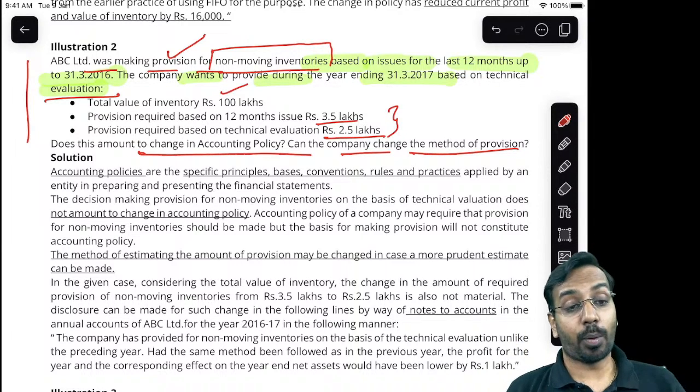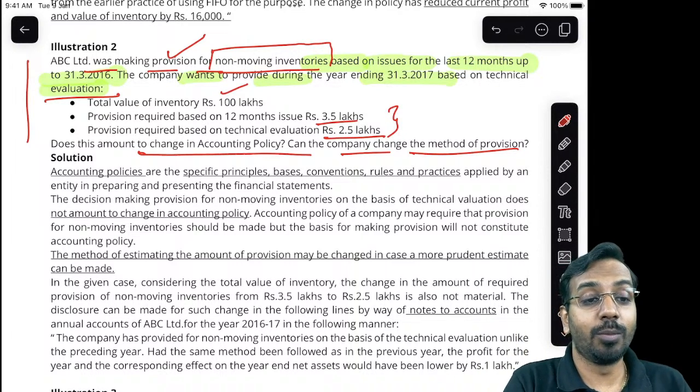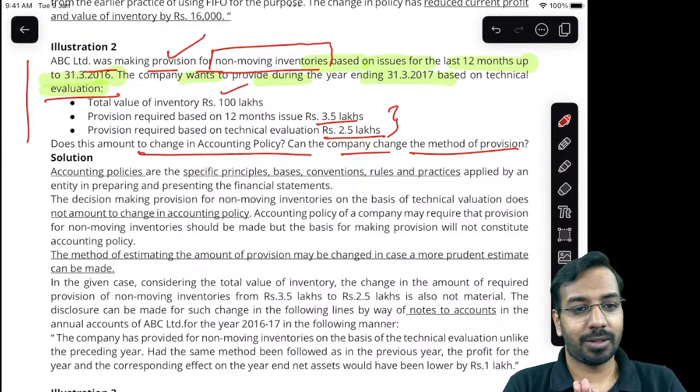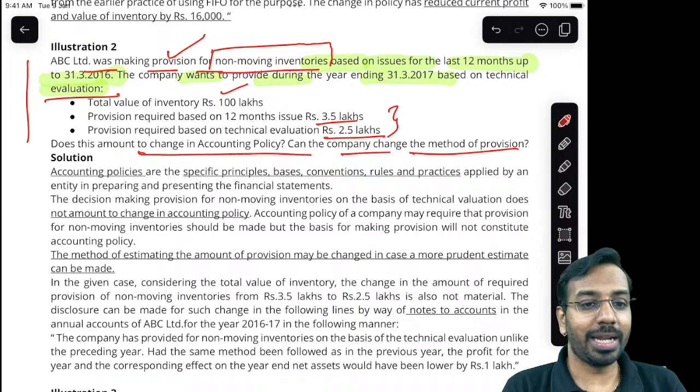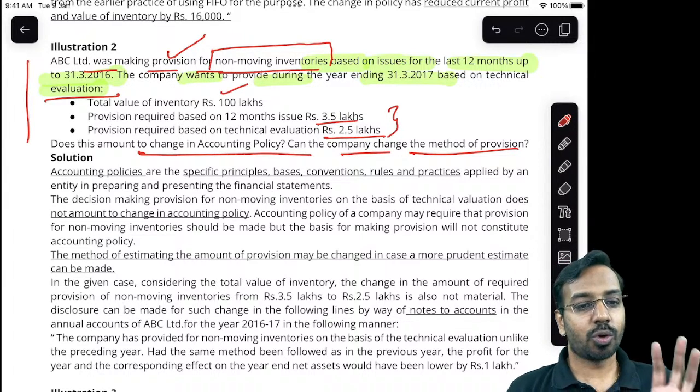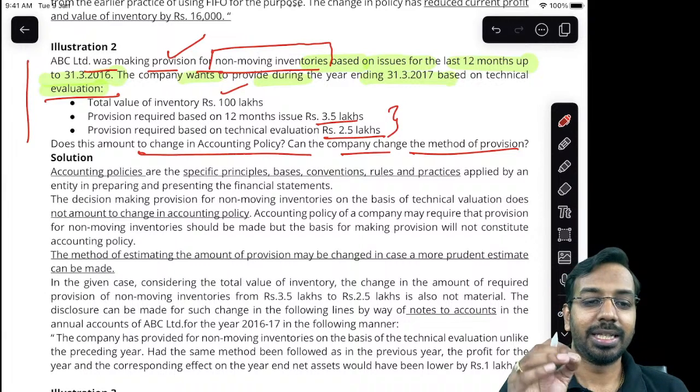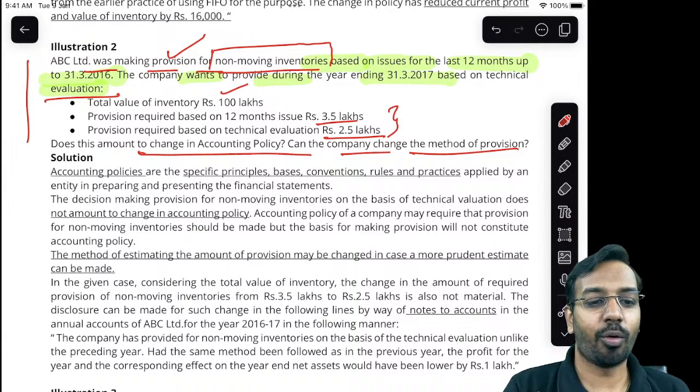policy. See, our policy was what? To provide for non-moving inventories. Earlier we used to provide based on 12 months issue. Now we are providing based on technical evaluation. So considering both of these, there is an inventory provision that we are making, that is an accounting policy, but the method of calculation, that is not a change in accounting policy.